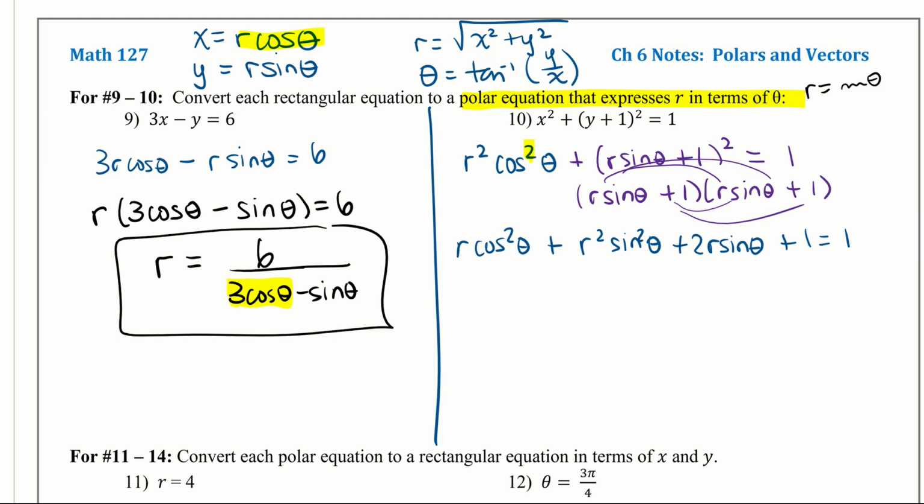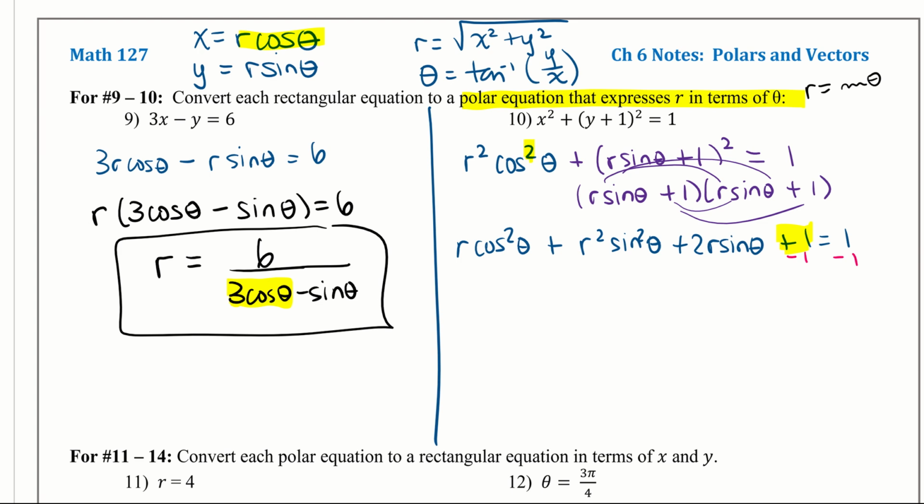Now remember, our goal is to write an equation that looks like r equals something. So any term that does not have an r, I'm going to move over to the opposite side. In this case, when I subtract 1 from both sides, it'll zero out. That doesn't happen in every single situation, but it will happen here.